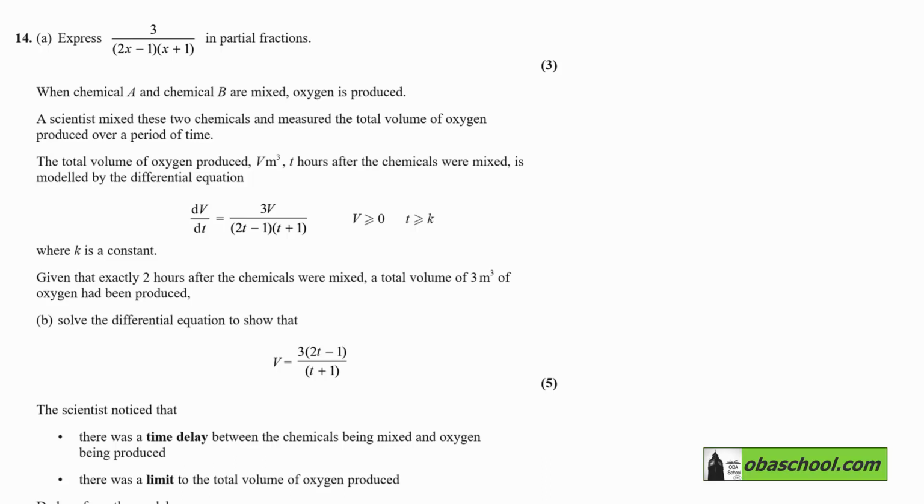Scientists mixed two chemicals, A and B, and oxygen is produced. Scientists mix these two chemicals and measure the total volume of oxygen produced over a period of time. The total volume of oxygen produced, V cubic meters, t hours after the chemicals were mixed, is modeled by this differential equation. Note, with the V's moved over to the other side, it's very much like what we just worked with, where k is a constant.